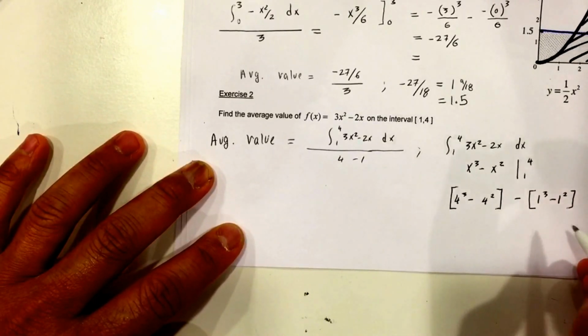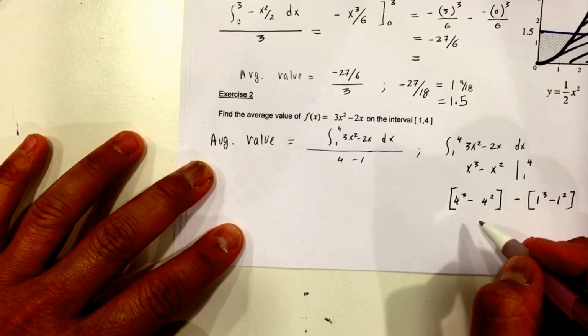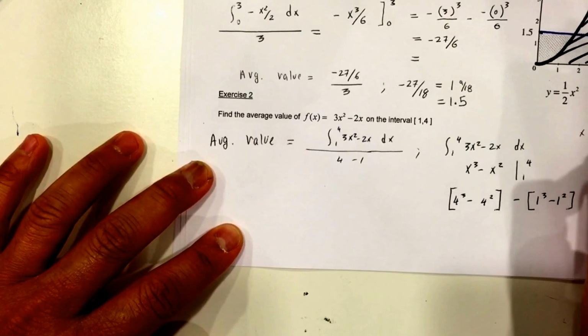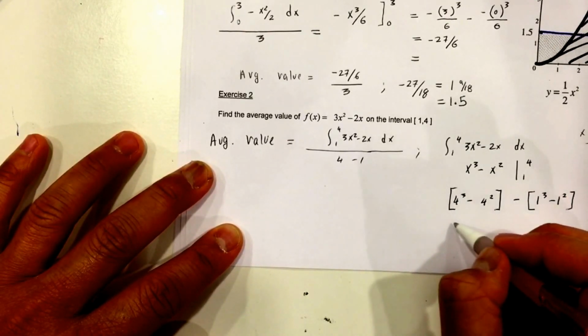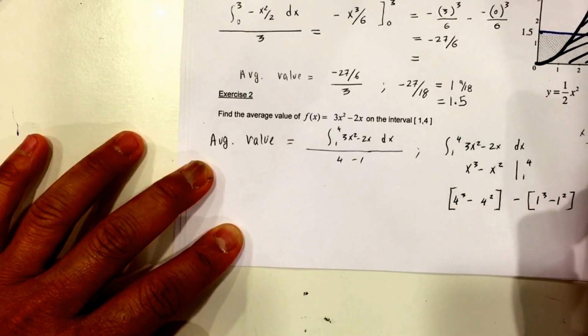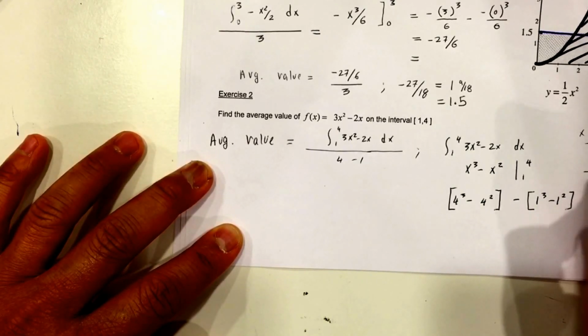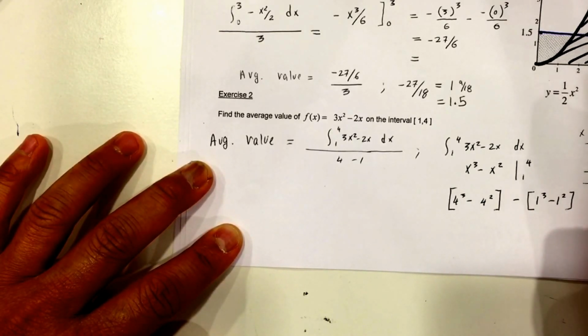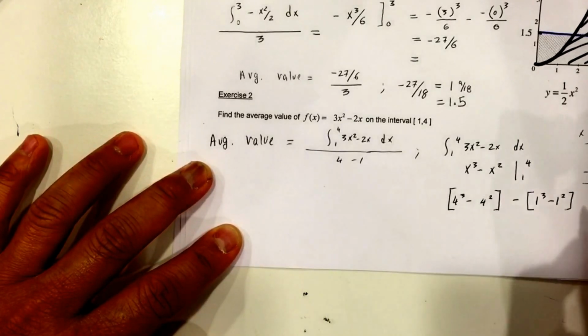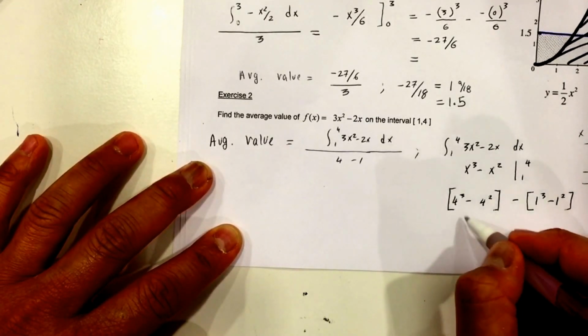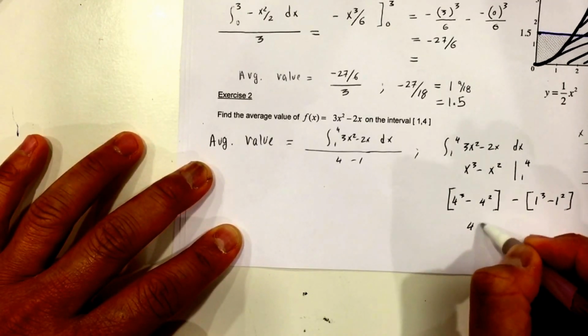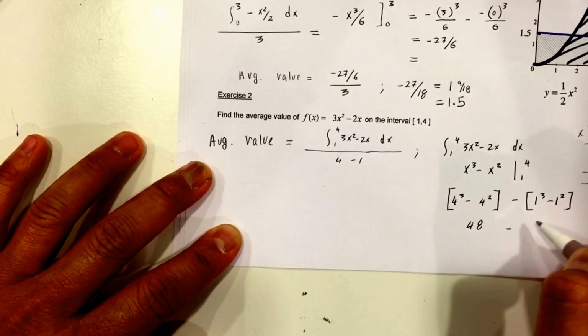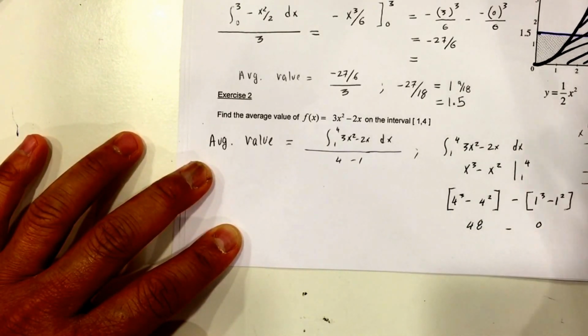4 cubed is going to be 4 times 4, that becomes 16. 16 times 4, that's 64. So I get 64 minus 16. 64 take away 16 gives me 48. So then I have 48 over here, and then 48 minus 0, so therefore I get 48.